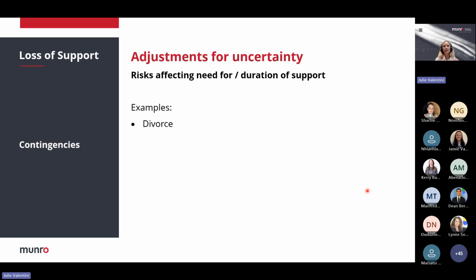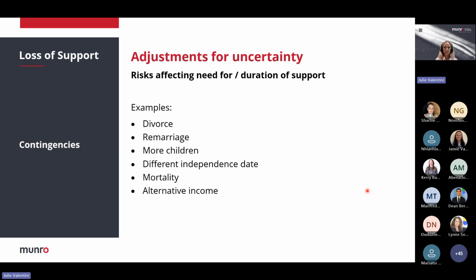Some examples of that are divorce. Obviously there's only a need or requirement to support each other when you are legally married, so there's the divorce risk. There's the potential for getting remarried. There's the potential of having more children, and children could become independent at earlier or later dates. Obviously, mortality itself and the probability of survival is also uncertain. And then the income streams themselves have the same amount of uncertainty around them. So there are these extra risks for loss of support as well.